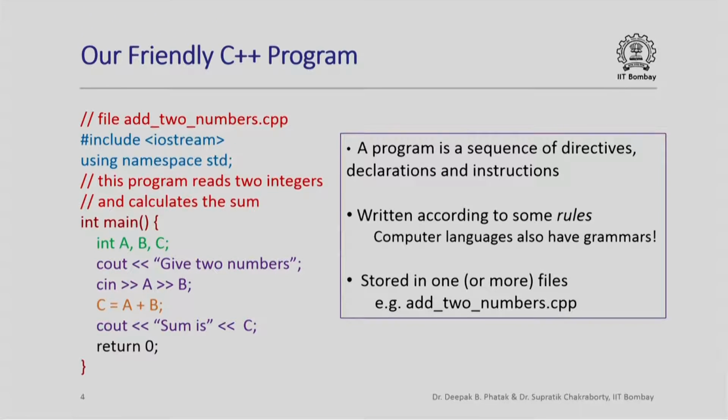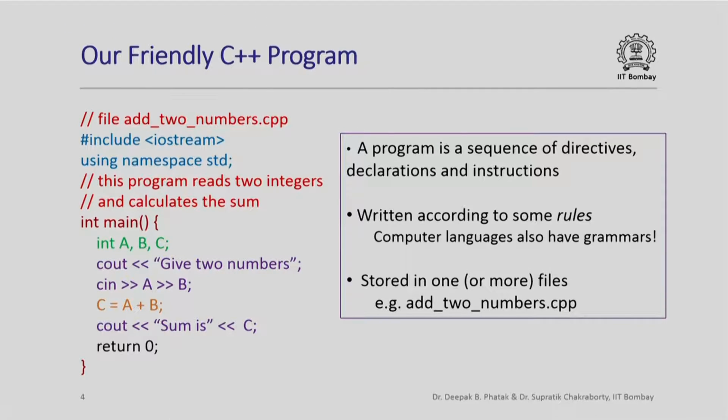So here is our friendly C++ program that we have seen earlier, which sums up two numbers. I have color coded different parts of this program to highlight the different components or parts that we are going to study in this lecture. I am going to use the same color coding scheme throughout this lecture. But at this point, let us just remember that a C++ program, just like a Dumbo program, is a sequence of instructions, and there are a few other things that we will also see, which we will call directives, declarations, and we will see what these are in today's lecture.